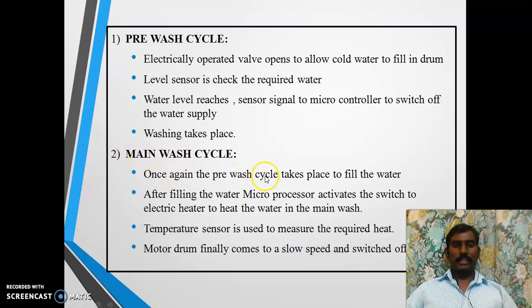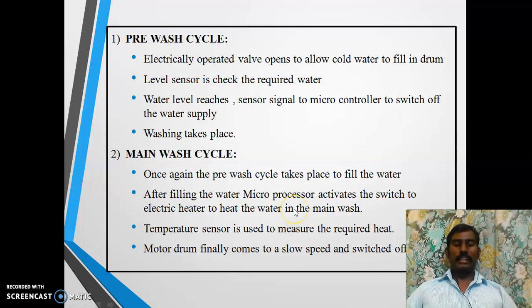Once again the pre-wash cycle takes place to fill the water. After the pre-washing has been completed, the water from the drum is forced out with the help of a motor. After that, the pre-wash cycle takes place a second time to fill the water. After filling the water, the microprocessor activates the switch to the electric heater to heat the water in the main wash.